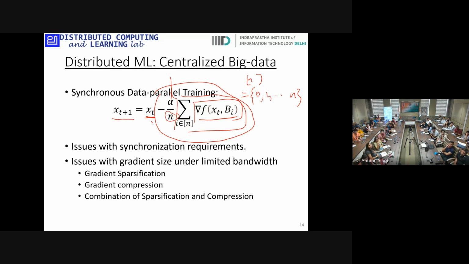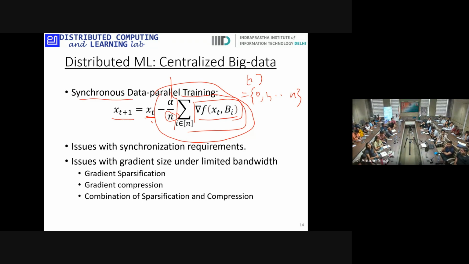So this is iteration t. In iteration t, you are moving from state x subscript t to x subscript t plus 1. So in the first iteration, you move from x0 to x1. Everyone fine? In the second iteration, x1 to x2, and this entire process continues. So this process is your data parallel training, data parallel training in a synchronous way.